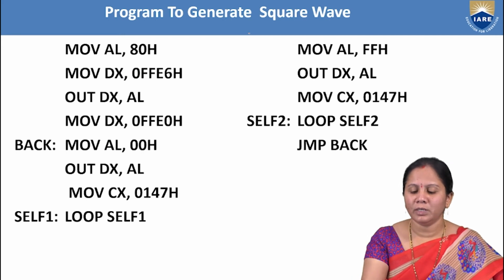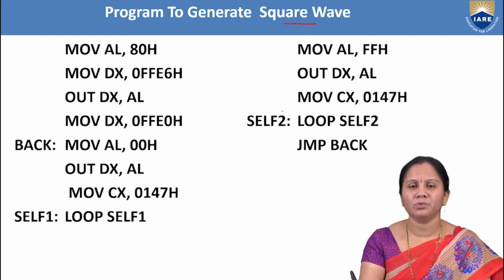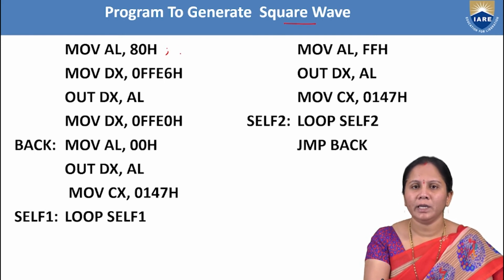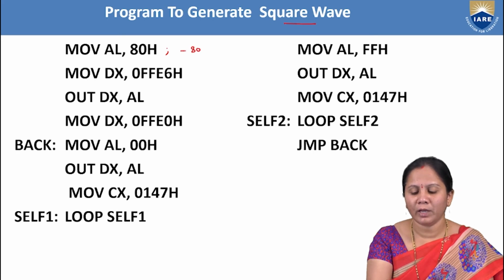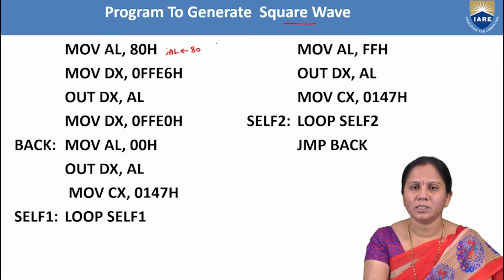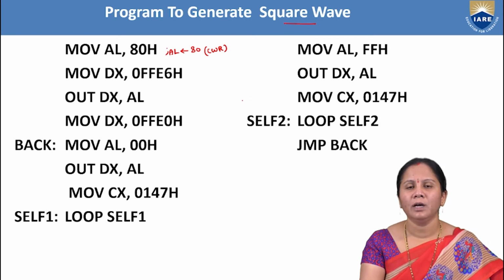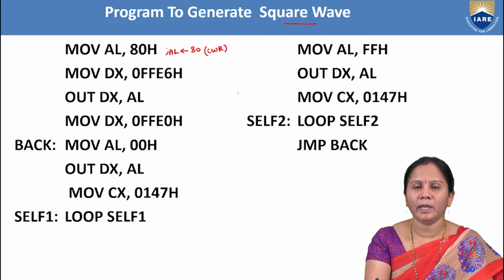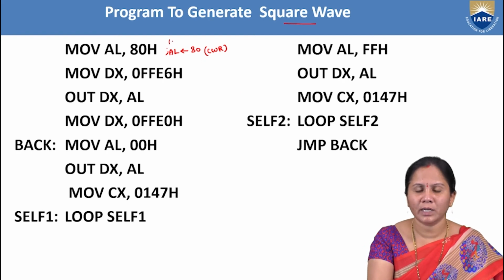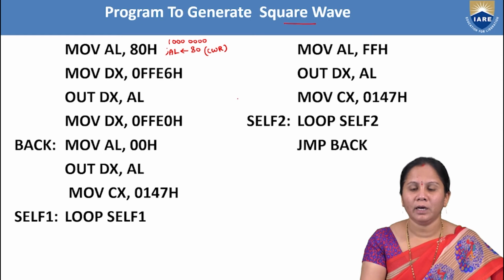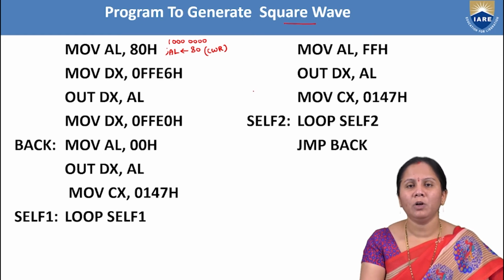Now, this is the program which is used to generate the square wave. The first instruction is MOV AL, 80H. That means the 80H value will be moved into the AL register. What is the value 80H? It is the value of the control word register, which we have just seen. It is an 8-bit register, 1000 0000. If you place this 8-bit data, which represents the value 80, it will operate accordingly.